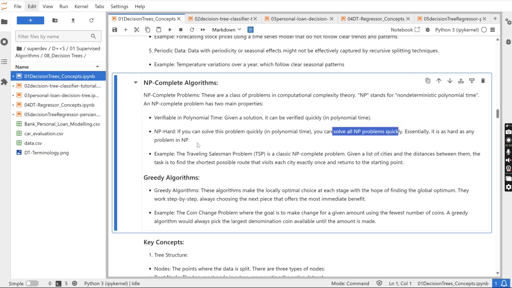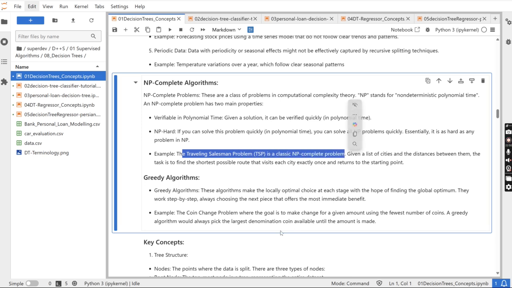Okay, that is what the NP hard problem means. For example, the traveling salesman problem. It's a classical problem wherein you have to find the optimal path, the shortest path, to travel between 7 to 8 cities, or even more cities, n number of cities.